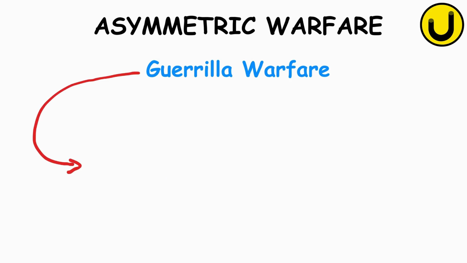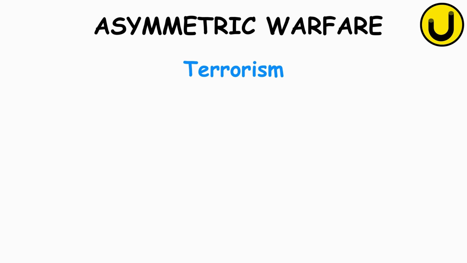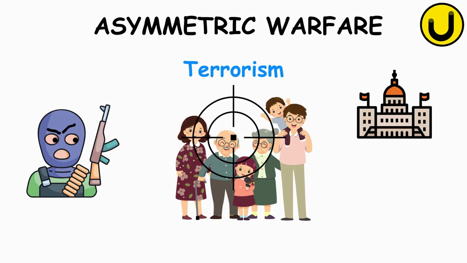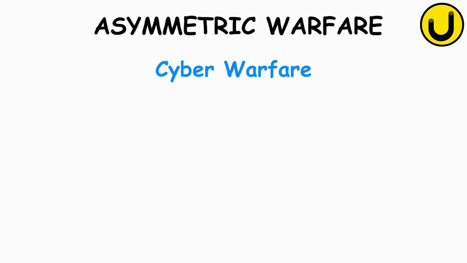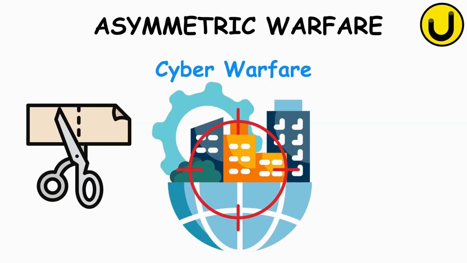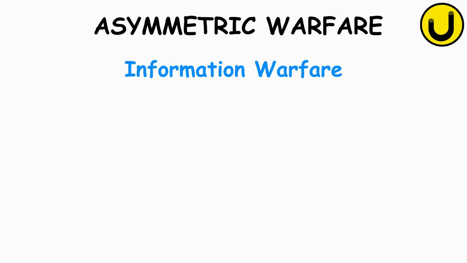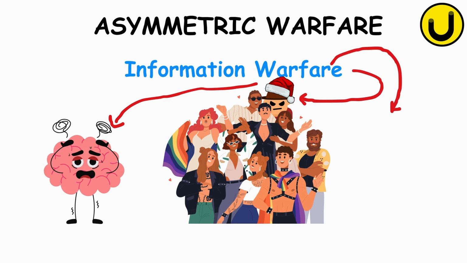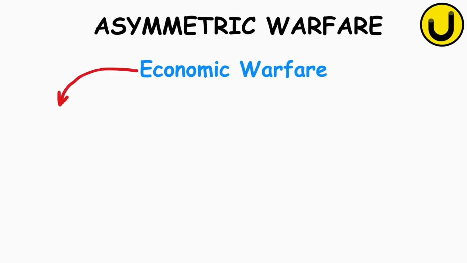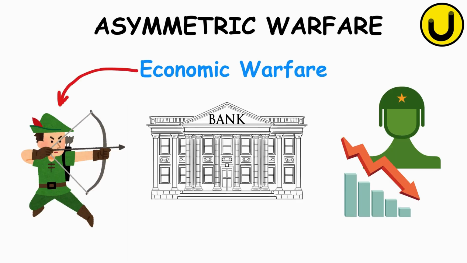Guerrilla warfare aims to attack the enemy suddenly in small and irregular groups to weaken the enemy. Terrorism attacks civilian targets, undermining trust in the state and creating public unrest and fear. Cyber warfare targets the enemy's cyber infrastructure, cutting communications and logistics links. Information warfare blends in with the population, pretending to be one of them and creating unrest through disinformation and propaganda. Economic warfare targets the enemy's economic resources, reducing its fighting power.